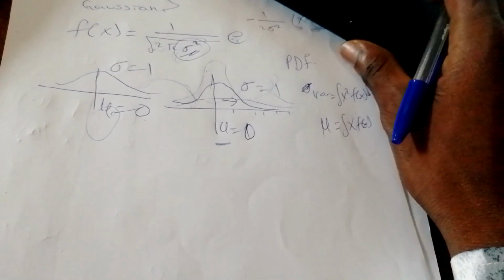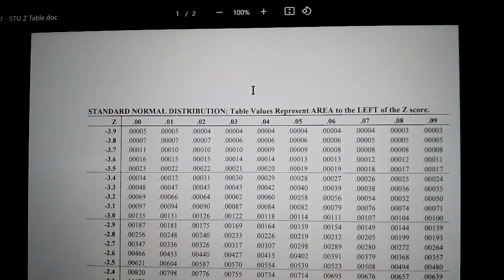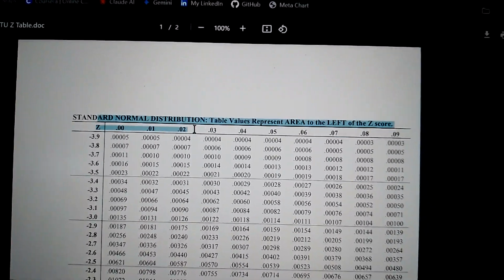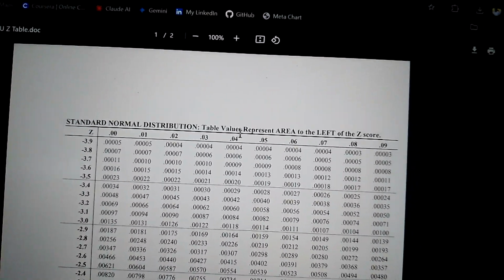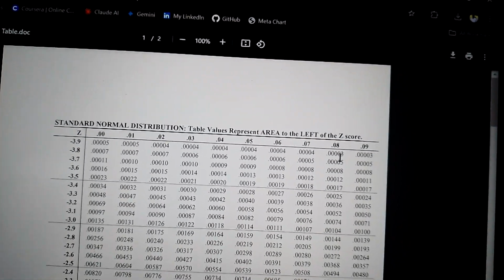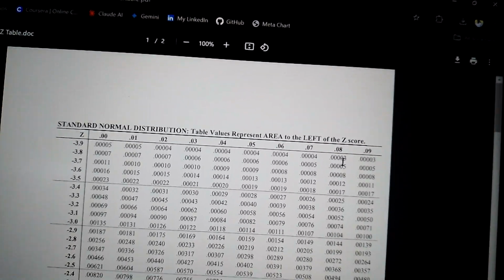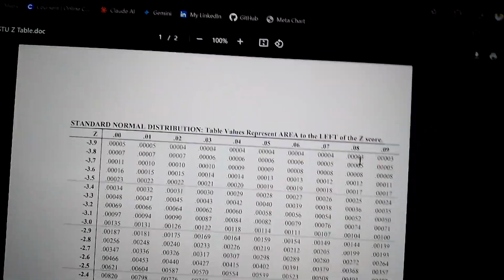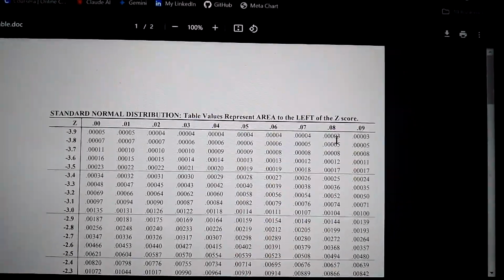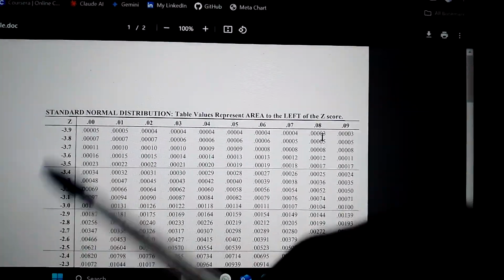For the table we are going to use, I'll leave a link in the description so that you can just pick it up and print. So this is the table. It's the standard normal distribution table, and they tell us clearly that the values represent the areas to the left of the z-score. So these numbers inside are not just numbers, they are areas. And these ones are your z-scores.